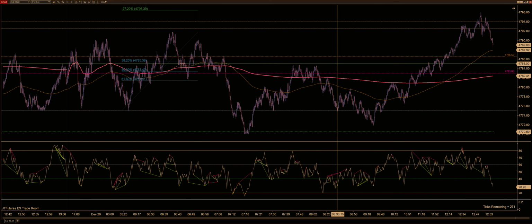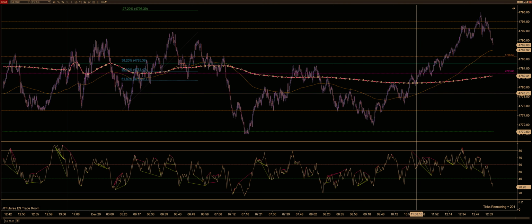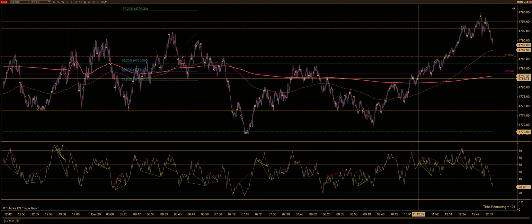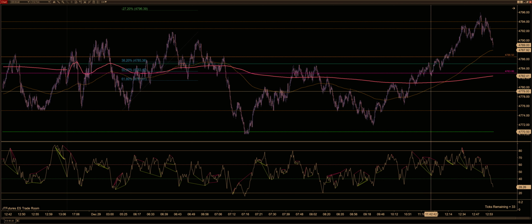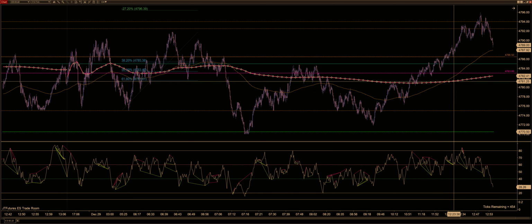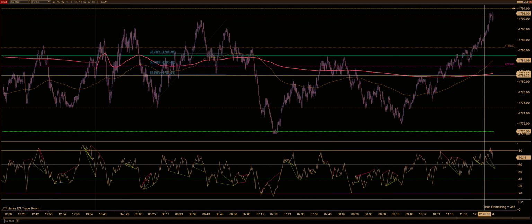And then there's another aspect to reading this chart, and that is looking at the VWAP and the 200 in relation to price. And typically when you have the 200 above the VWAP, that is your bullish indication in the market.